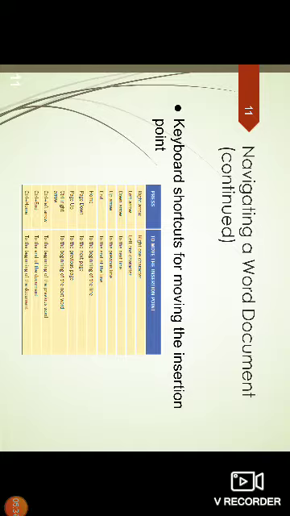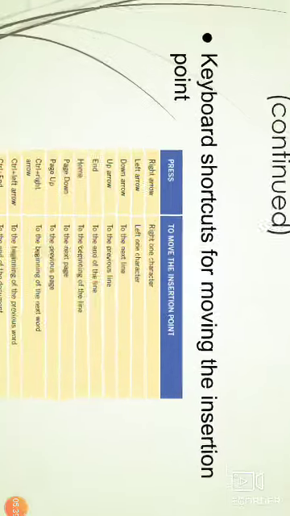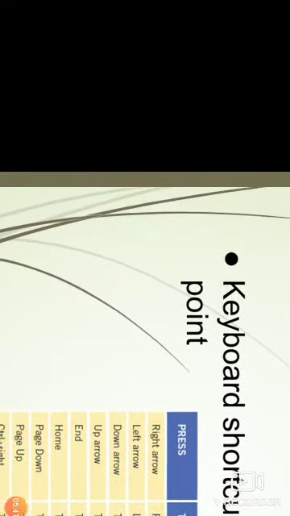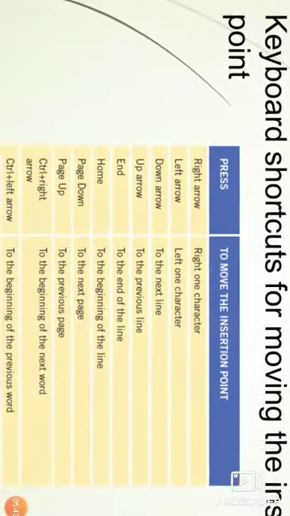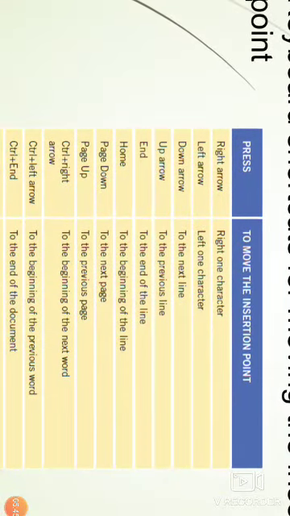Navigating a Word document continues. Keyboard shortcuts for moving the insertion point. First one is the right arrow, which moves right one character. Left arrow moves left one character. Down arrow moves to the next line. Up arrow moves to the previous line. So here we are moving the insertion point. You have to remember that we are moving the insertion point.